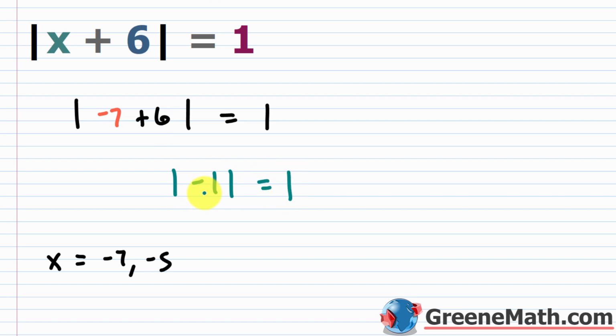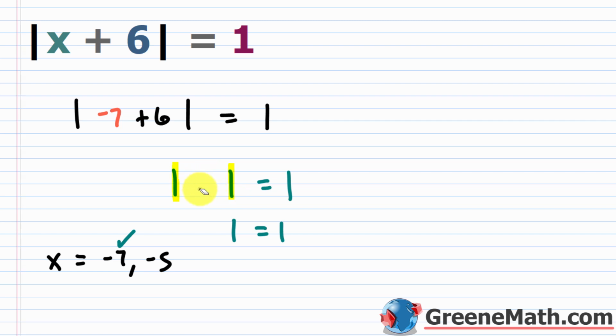Now notice that this number does not exactly match this number. But what's going to happen is the absolute value operation is going to fix that for us, because the absolute value operation is going to change negative 1 into positive 1, and so the left and the right side are going to be equal. So this would be 1 equals 1, so this works as a solution, right? Again, because of the concept of absolute value.